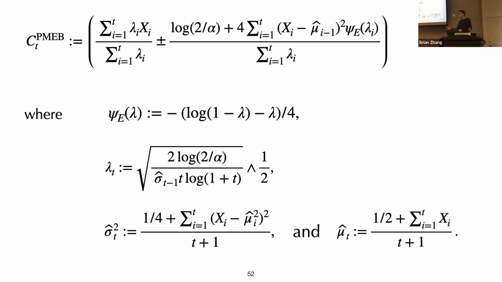So Hoeffding is maybe rate optimal for any bounded distribution, but if you have some smaller variance, you might want to adapt to that particular problem. And in that case, you would maybe want to use something like this.